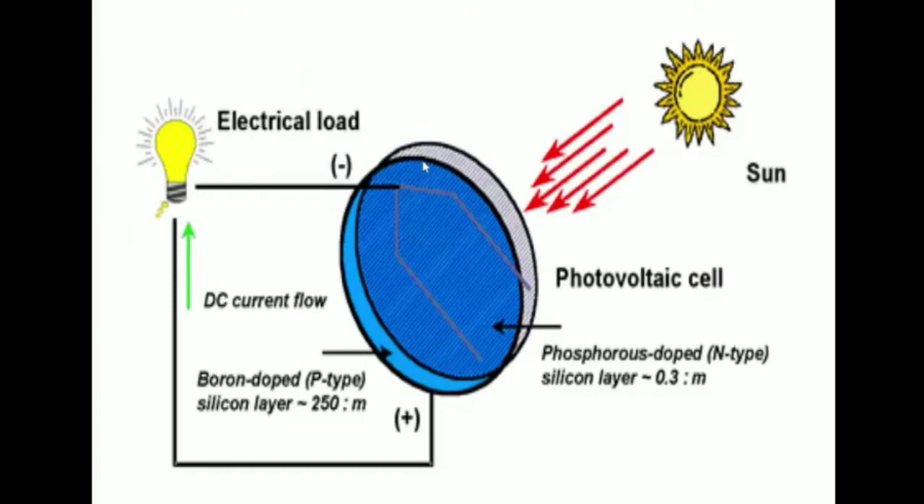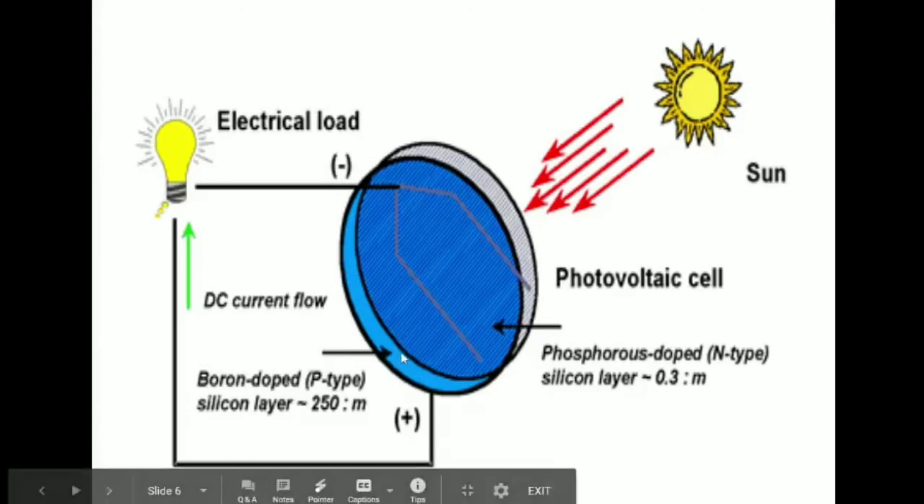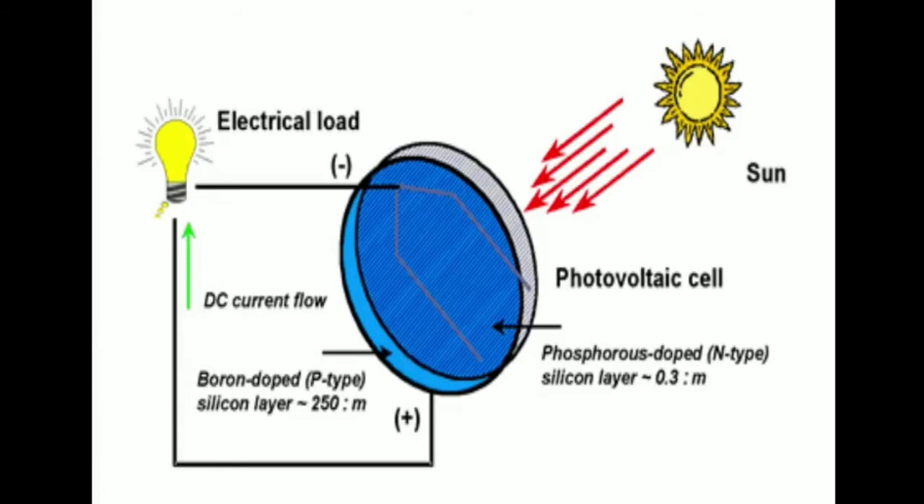Here you can see a PV cell, phosphorus doped N-type material, which is a thin layer around 0.3 micrometer thickness on the top, and a boron doped, that is P-type silicon material on the bottom. It will be having around 250 micrometer thickness. So the N-type layer is thinner compared to the P-type layer. When a PN junction is formed between these two, a potential barrier will be created at the junction.